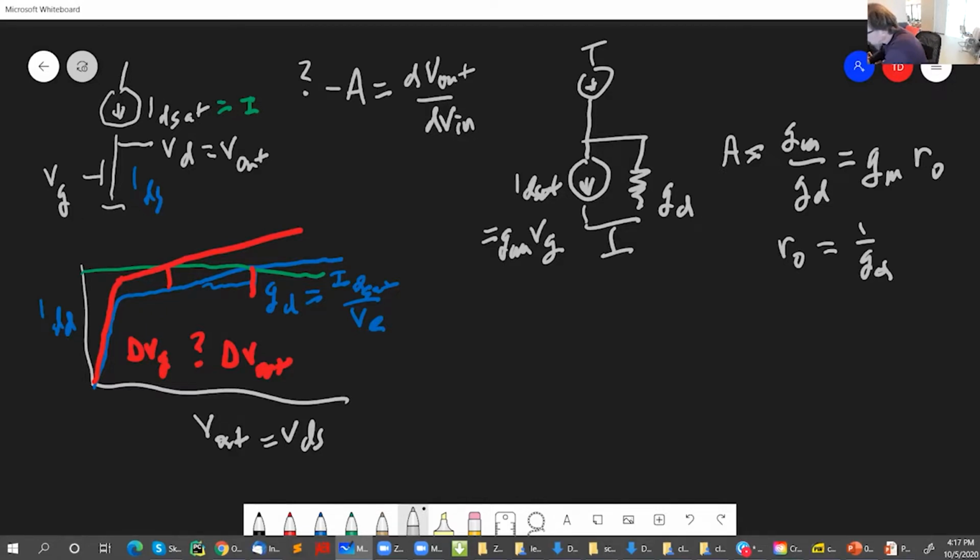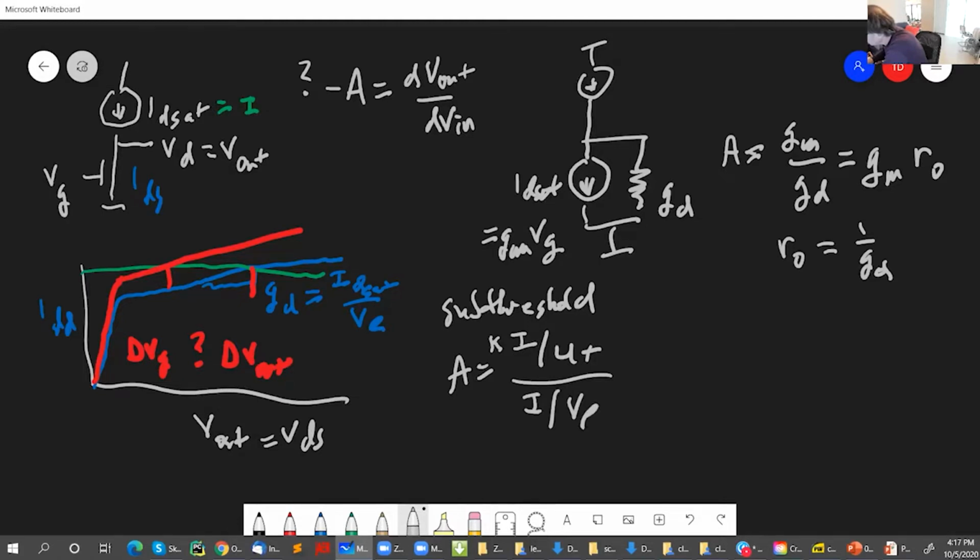So let's do it for subthreshold. So for subthreshold, let's calculate the explicit voltage gain. A equals GM over GD, right? So what's GM? Well, we calculated before. It's just I times kappa, that's the gate trench conductance, divided by UT. And the drain conductance is I divided by the early voltage. Nice and simple. The I's cancel out here.